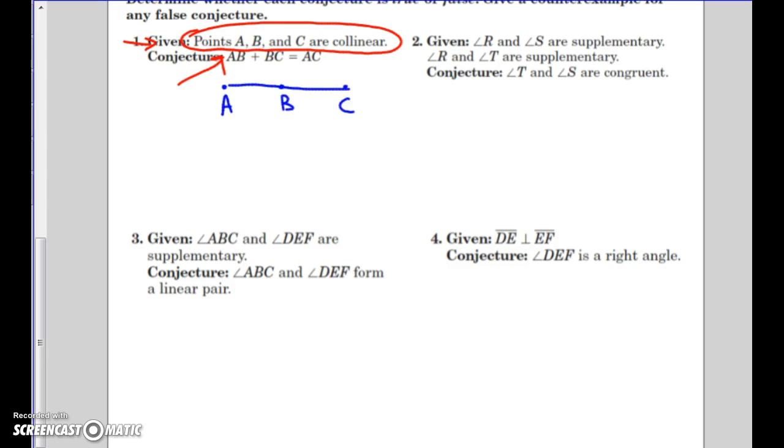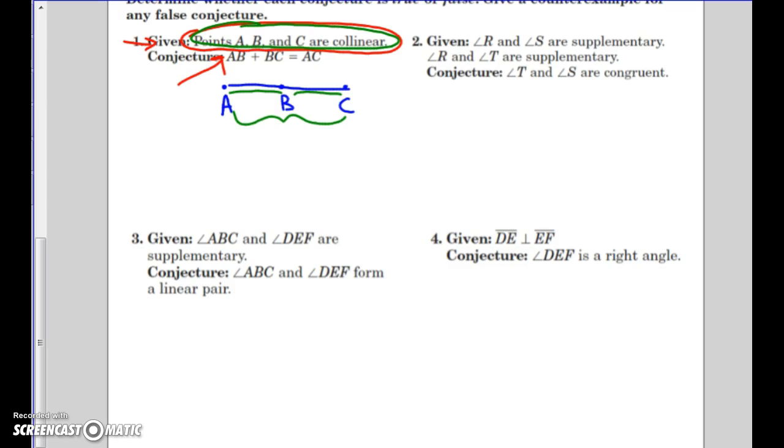Everybody agree? That's pretty much what you drew? Yes, ma'am. Good. And then the conjecture says that AB plus BC equals the whole thing. Is that true? Yes. So is there another picture that I can draw where they are still collinear but that does not work?